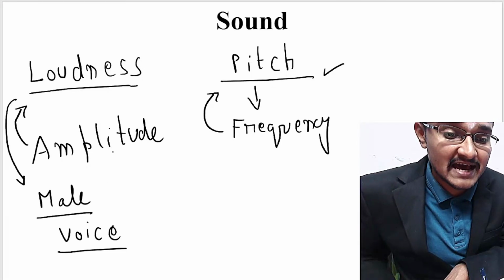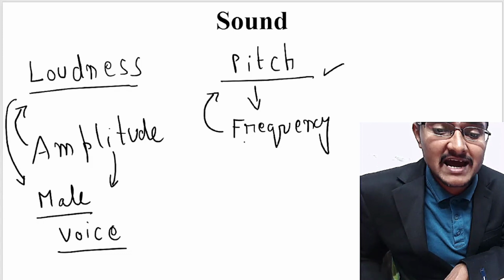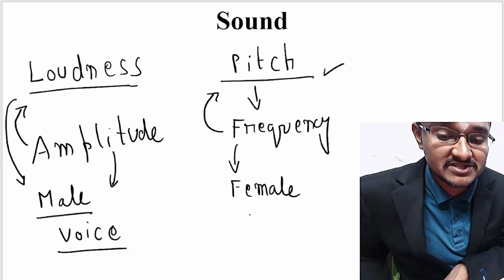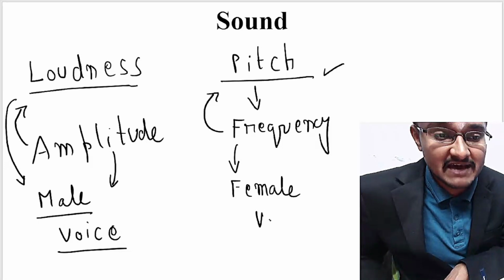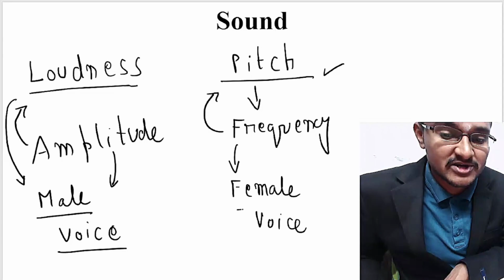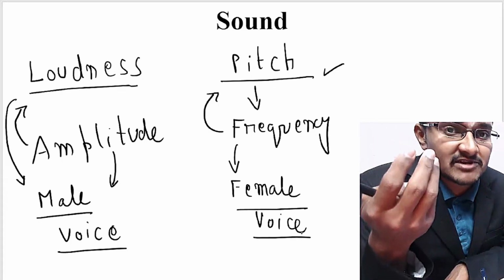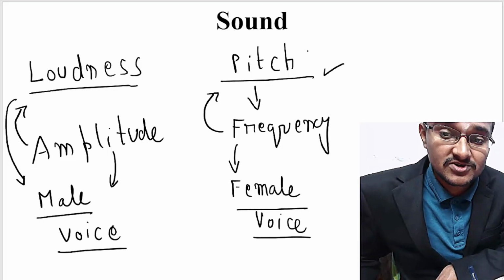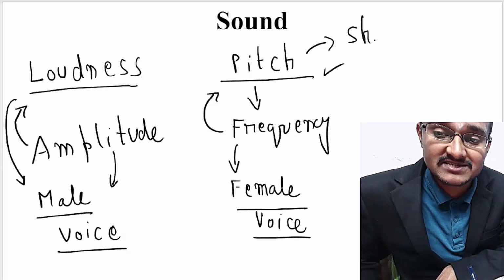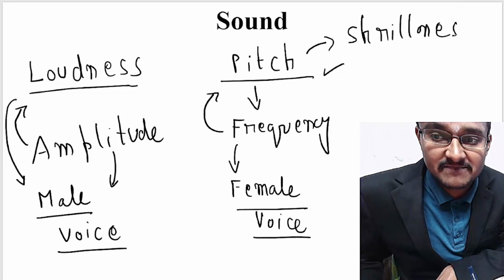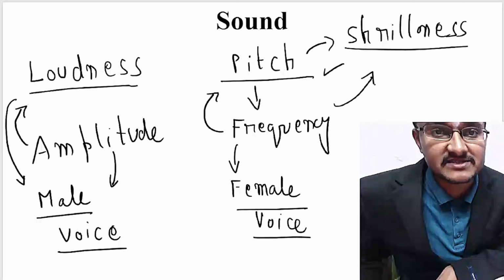Male voices actually have higher amplitude and female voices actually have higher frequency. Hence female voices will have higher pitch, and male voices will have more loudness, because the amplitude of male voice is more and the frequency of female voice is more. So this pitch can also be known as shrillness. Shrillness and pitch are one and the same. This pitch or shrillness is accounted for by the frequency.